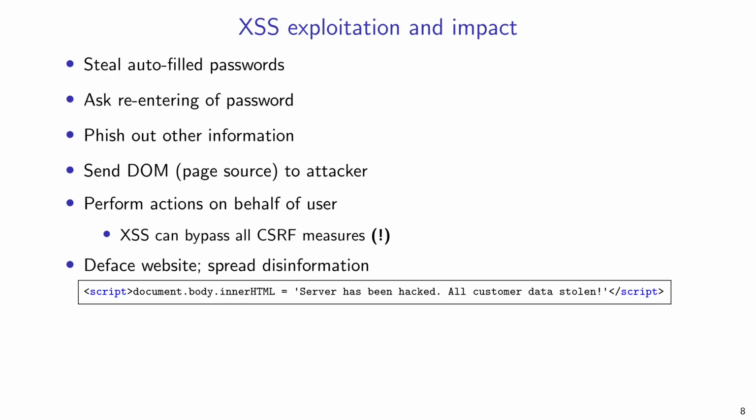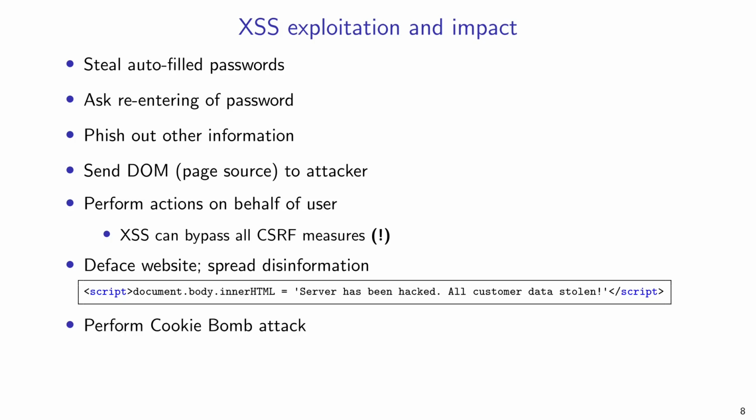Defacement of the website and spreading disinformation is also an option. So this is probably the shortest defacement payload the attacker can use. It will replace the contents of the HTML body with a single line stating that the server has been hacked and all customer data stolen, which is not true when considering the nature of an XSS attack. Fake press releases can also appear to be published on a website, and anyone who clicks on the payload link and reads the information will consider it credible because it is displayed on the legitimate website.